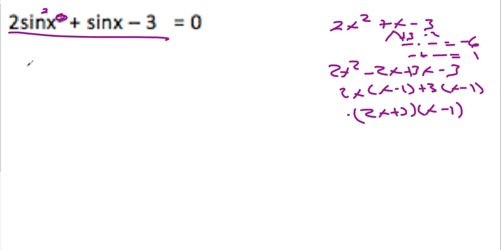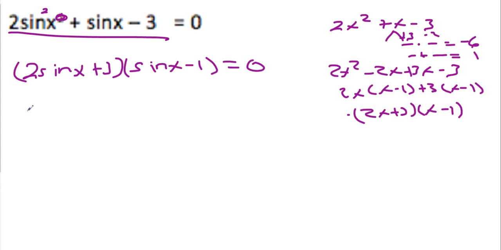So I'm going to have 2 sine of x plus 3 times sine of x minus 1, and it's equal to 0. Set this one equal to 0: 2 sine of x plus 3 is equal to 0. Subtract 3, divide by 2, and you have sine of x is equal to negative 3 halves. Well, that's outside my range, my domain, I mean my range. So we've got a bit of a problem, so that one does not exist.